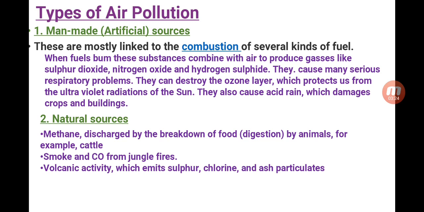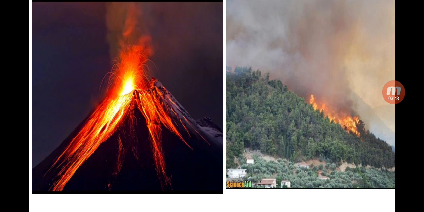Smoke and carbon monoxide from jungle fire, and volcanic activity which emits sulfur, chlorine and acid particles, may cause air pollution. You can see very clearly in the images how many gases are coming out from volcanic eruption and fire in the forest. In the forest you can see how they are affecting our environment and how they are polluting the air.